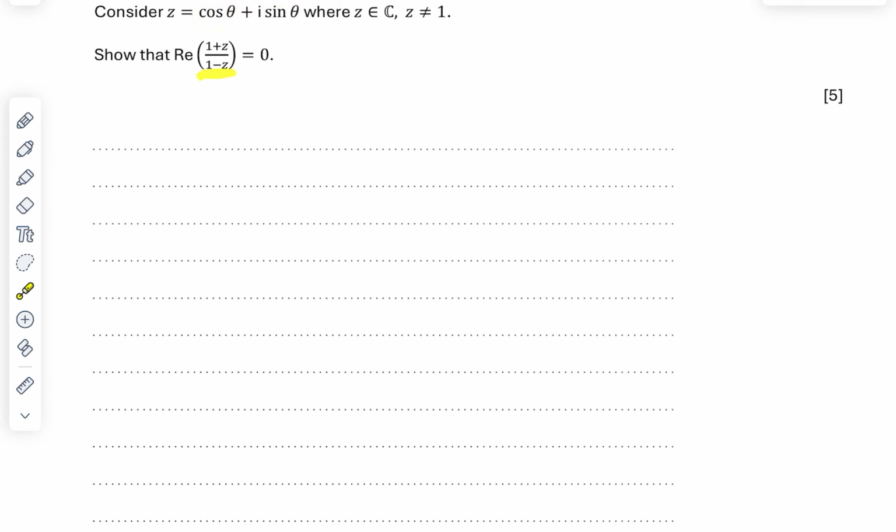So now show that the real part of this is 0. So we need to work out what 1 plus z over 1 subtract z is. That's 1 plus cosine theta plus i sine theta over 1 subtract cosine theta subtract i sine theta. That's what 1 plus z over 1 subtract z equals. And this isn't much use because we've got an imaginary number on the denominator, so I can't know which is the real bit and which is the imaginary bit.